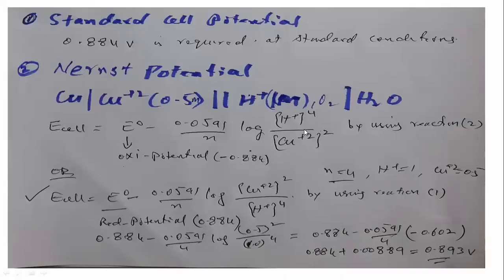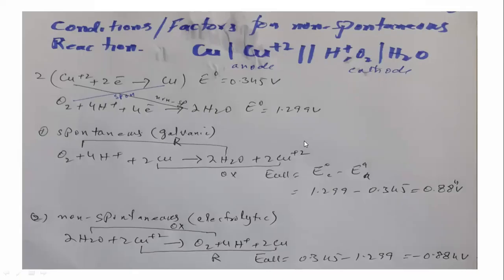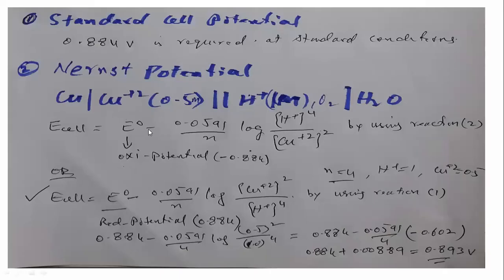When you use the second reaction, this is not going to change. As mentioned over here, this will be the product, this will be the reactant. We are not going to consider the oxygen, copper metal, and the water. These are considered as unit because they are not going to affect the cell potential during the reaction. Only the ionic form we are going to consider in the Nernst equation. The only thing is you have to put in here the oxidation potential, and this is minus 0.884.